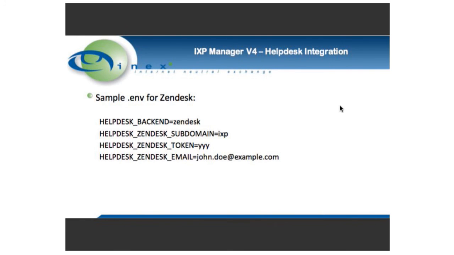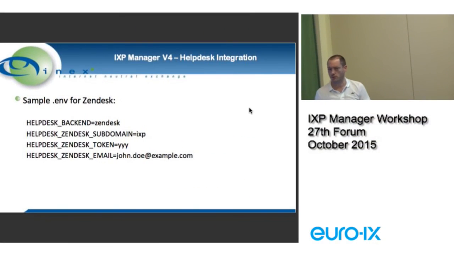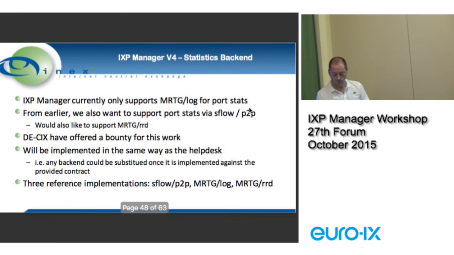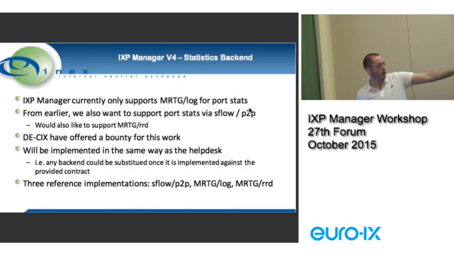So there's command line tools that will create all the organizations and the users and keep them updated. So the only bit we haven't done is the front end bit where we list tickets and create tickets, but that's easy now because most of the hard work is kind of done. And that follows on then to what I said earlier on, we were talking about statistics backends, where we're going to try and implement it for SFlow, peer-to-peer, MRTG log and MRTG RRD, using the exact same methodology. So if you had to use something else, you would just copy a particular file and just fill in the implementation.